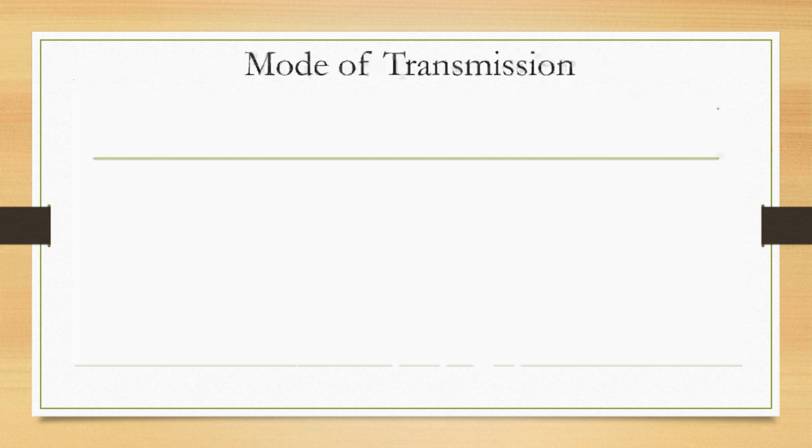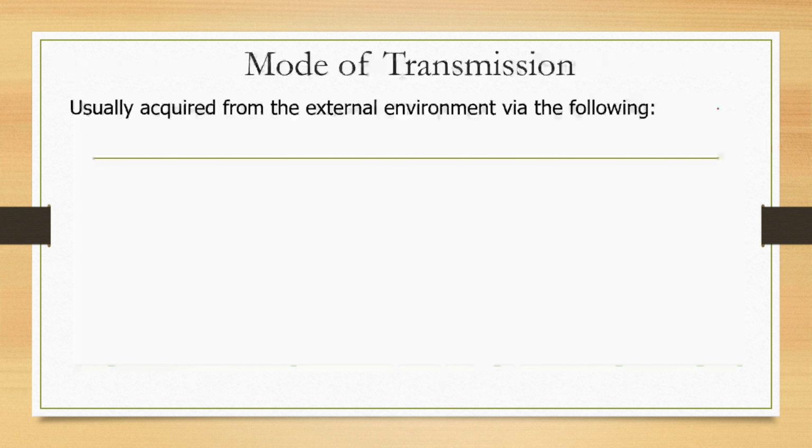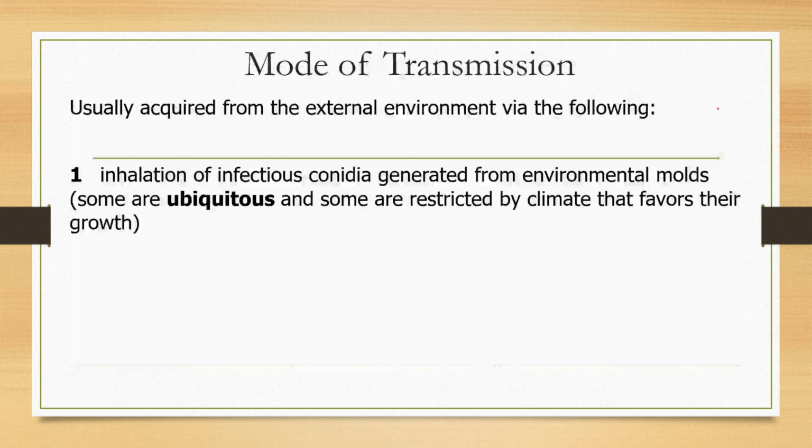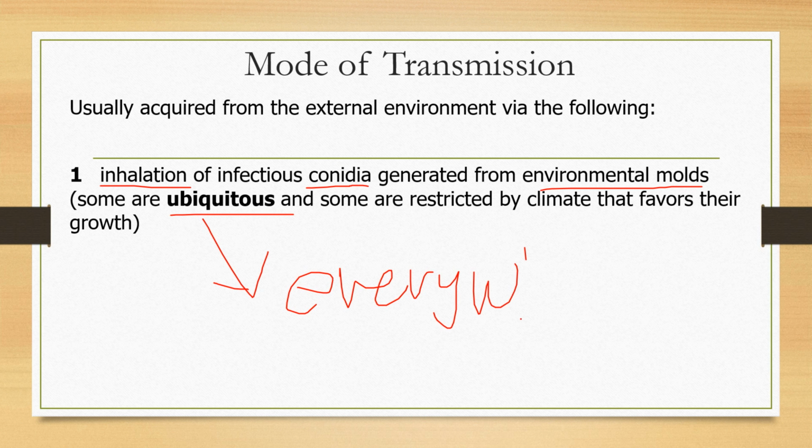Let's talk about the mode of transmission for your fungi class. Now, they are usually acquired from the external environment via the following. The first and the most common way you can acquire a fungal infection is via inhalation of the reproducing body known as your conidia, usually from environmental sources. Some are ubiquitous. When you say ubiquitous, they are found everywhere. But there are some fungi that are restricted by climate that favors their growth.